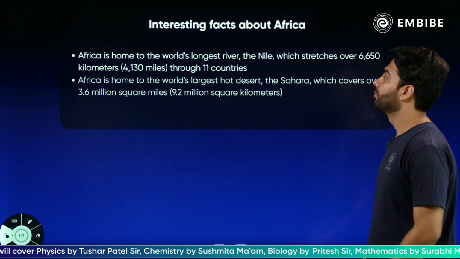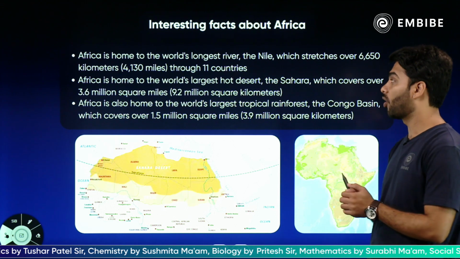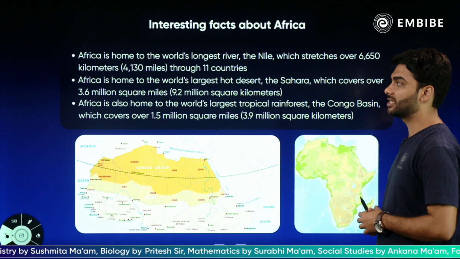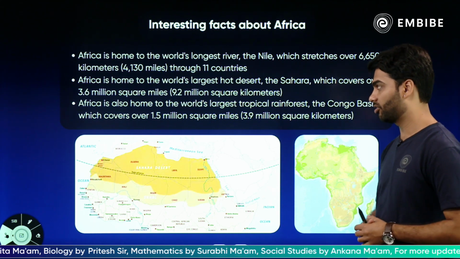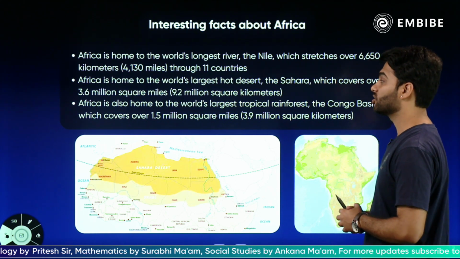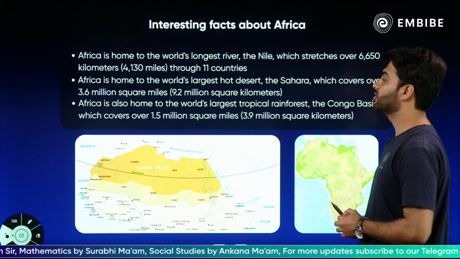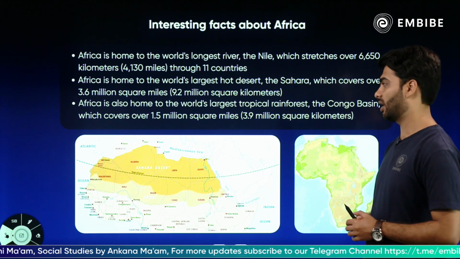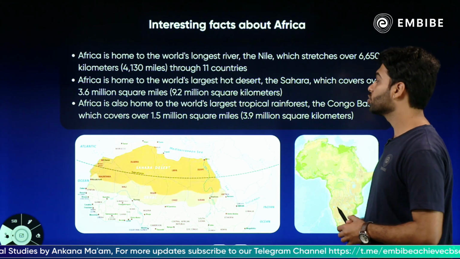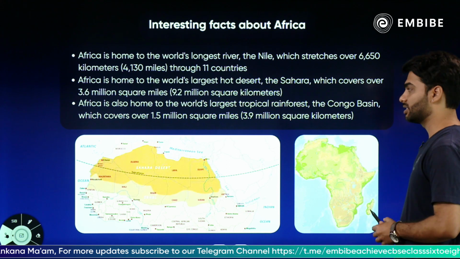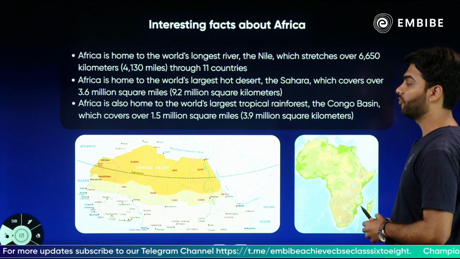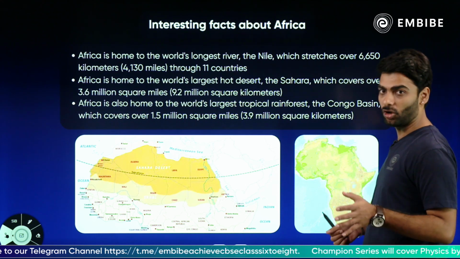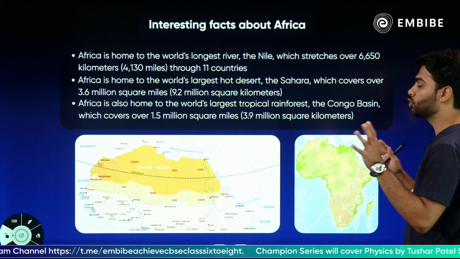Right? Now, Africa is home to the world's longest river, the Nile, which stretches over 6,650 kilometers through 11 countries. Africa is home to the world's largest hot desert, the Sahara, which covers over 3.6 million square miles, that is 9.2 million square kilometers. Africa is also home to the world's largest tropical rainforest, the Congo Basin, which covers over 1.5 million square miles, that is 3.9 million square kilometers. That is a huge area.